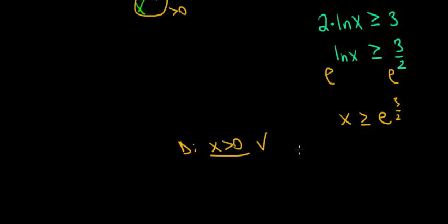And it means that as a final answer, we would have that the range for which the function is convex is from e to the power 3 over 2 until positive infinity. And we are done.